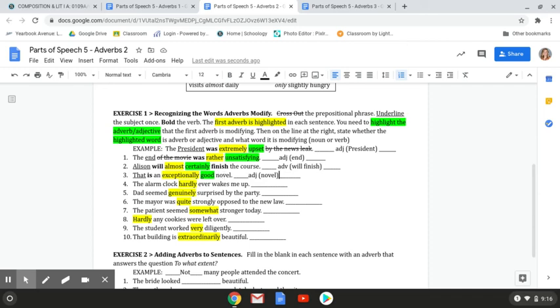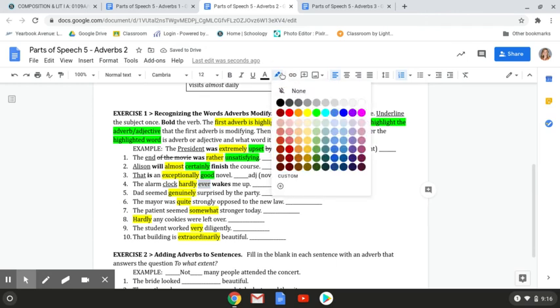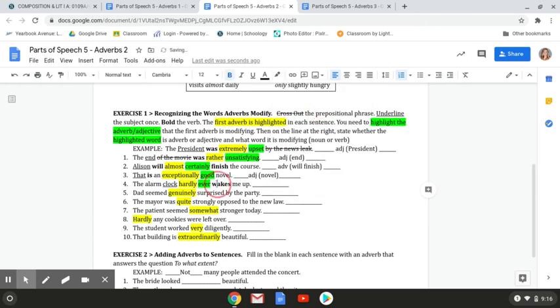Sentence number 4, the alarm clock hardly ever wakes me up. Subject, clock. Verb, wakes. Hardly what? Hardly ever answers that question, so we're going to turn it green. Okay? Now you have to ask yourself, is ever modifying clock or is ever modifying wakes? In this instance, ever is modifying wakes, which is our verb, so that makes ever an adverb.